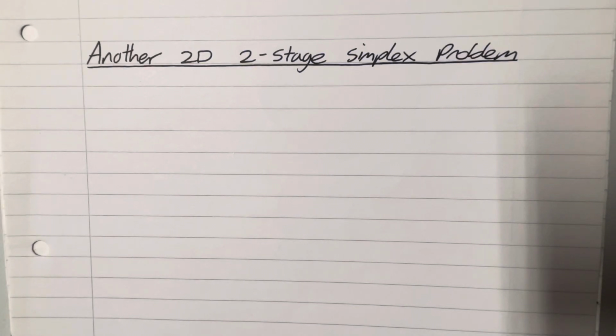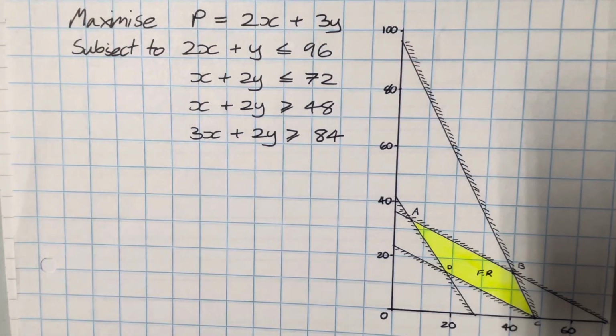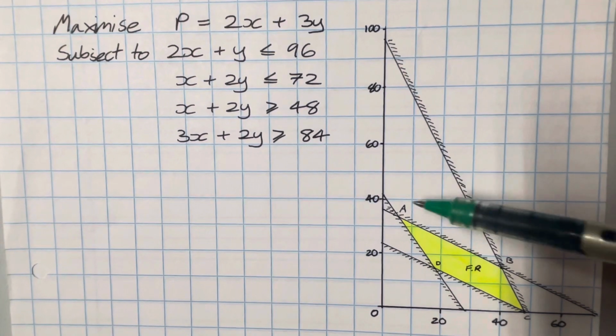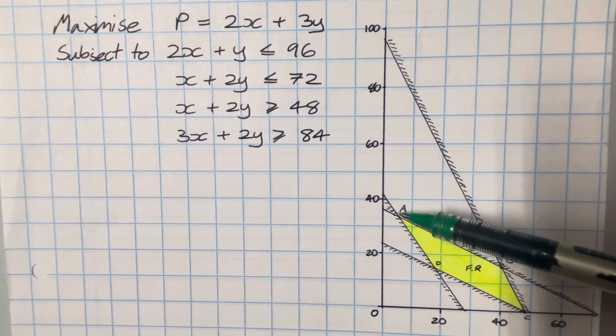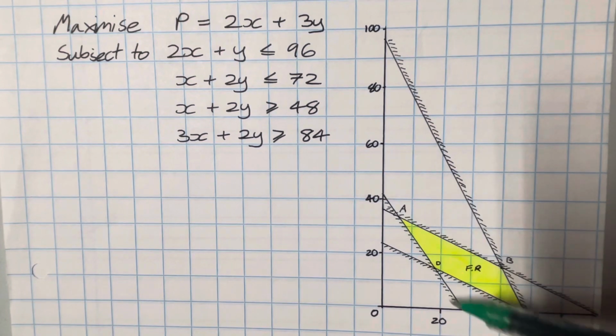Okay, as we approach the end of our modelling with algorithms journey, we're going to look at another two-stage simplex problem. This time we're going to have a look at one that's got two artificial variables. So, what does it look like to have two artificial variables? Well, just in our previous video, we looked at a linear program that had one artificial variable, and that came about when the origin did not satisfy the constraint.